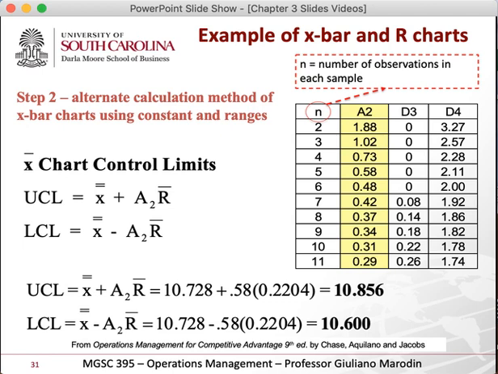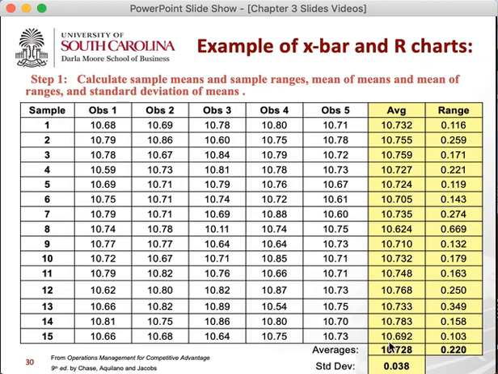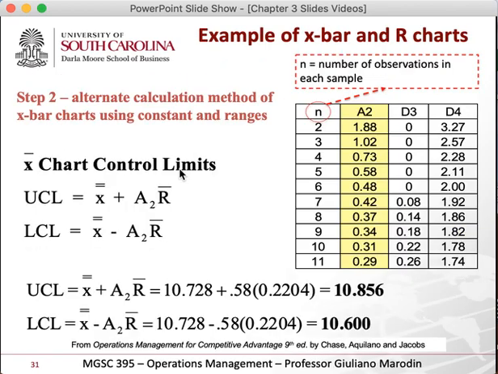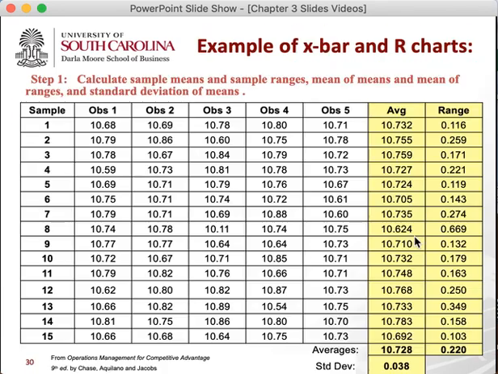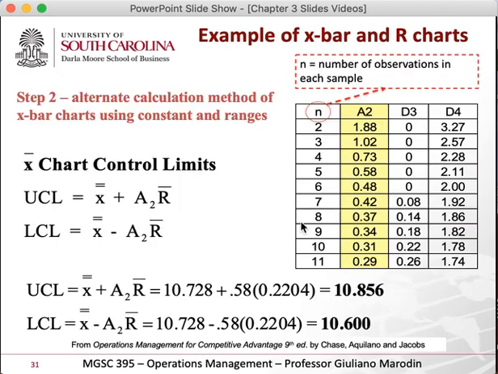First we're going to do the X bar chart. These are the formulas for the upper control limit, the first one, and the lower control limit, the second one. The upper control limit is X double bar, plus A2 times R bar. X double bar is the average of the averages, 10.728, and R bar is the average of the range, 0.22. Pretty easy peasy lemon squeezy, as my daughter always says.